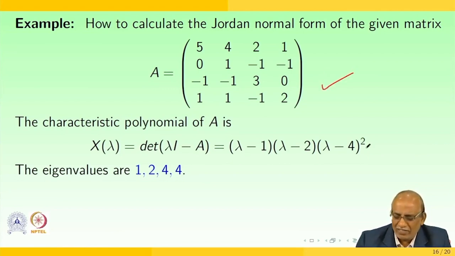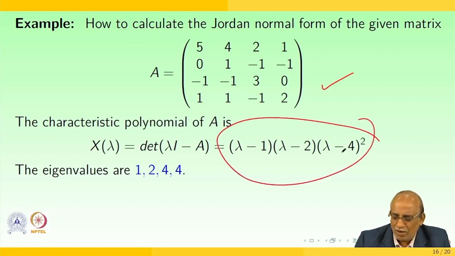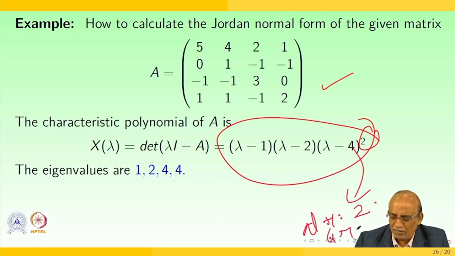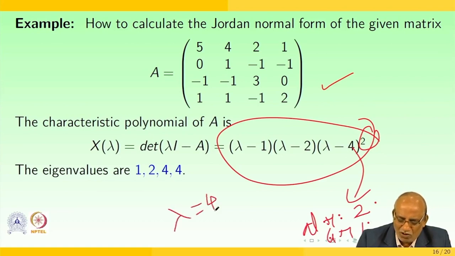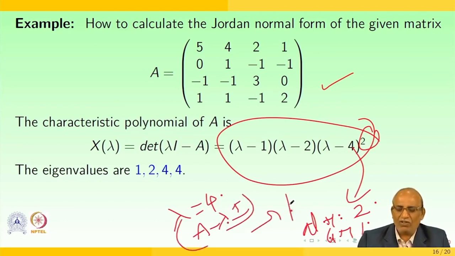what is the characteristic equation? This is the characteristic equation. So lambda minus 4 appears twice. Therefore, the algebraic multiplicity is 2 and the geometric multiplicity is 1, because for lambda equal to 4, if you write A minus lambda I, the null space of this turns out to be 1. So therefore, this is a defective matrix.